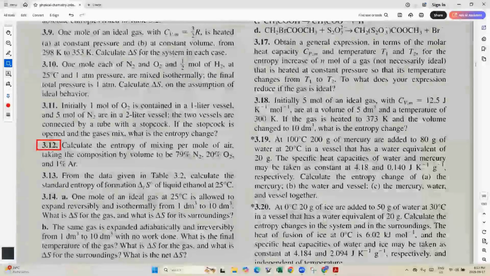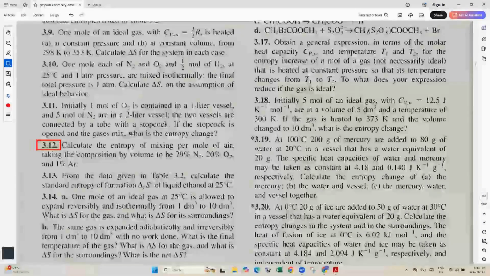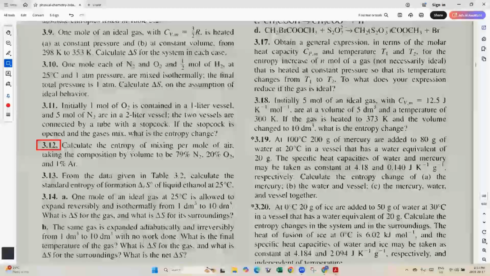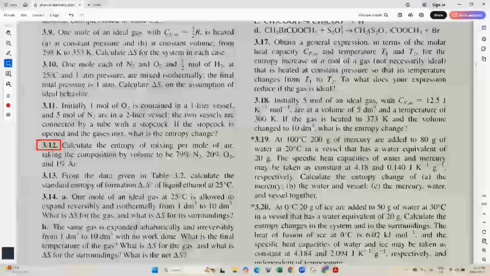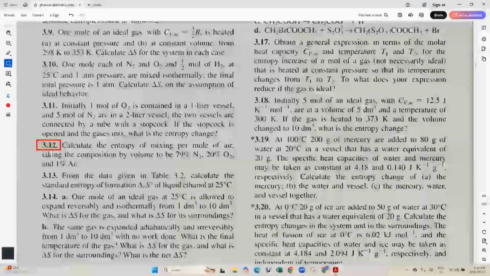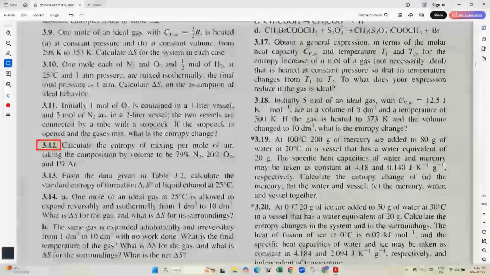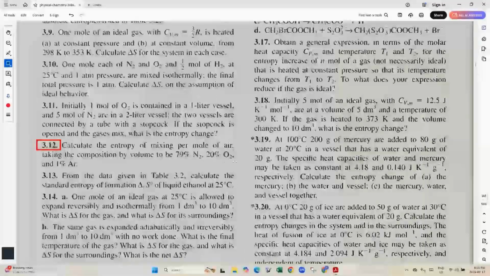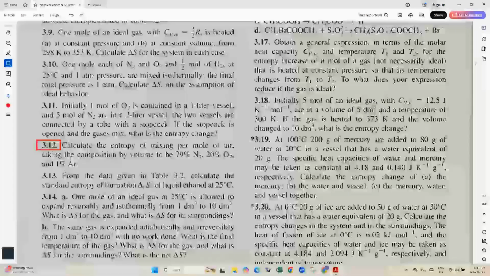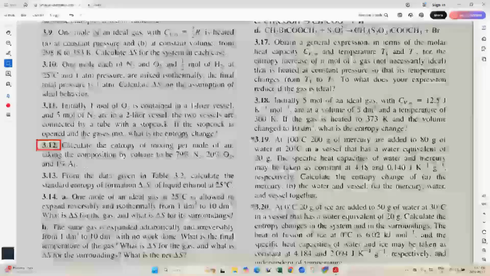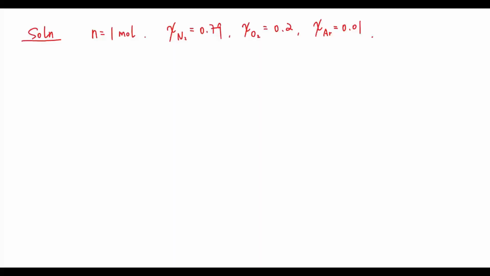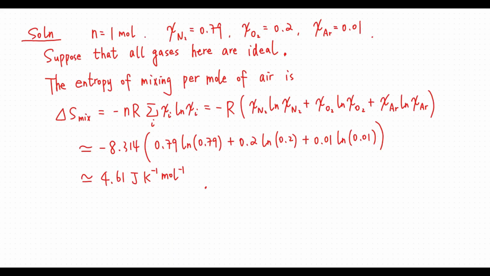Problem 3.12. Calculate the entropy of mixing per mole of air, taking the composition by volume to be 79% nitrogen, 20% oxygen, and 1% argon. Solution. Here is the result.